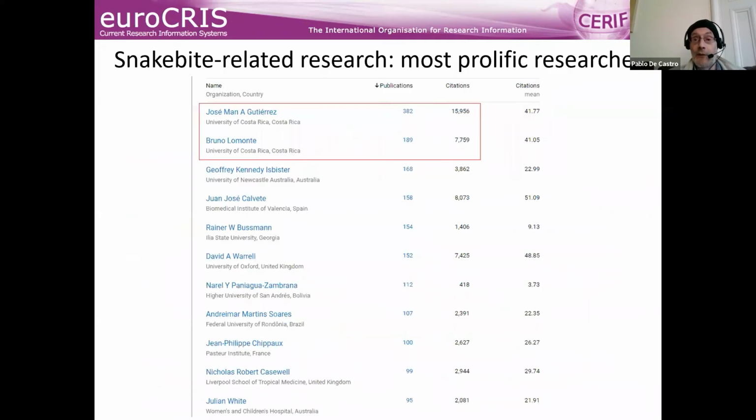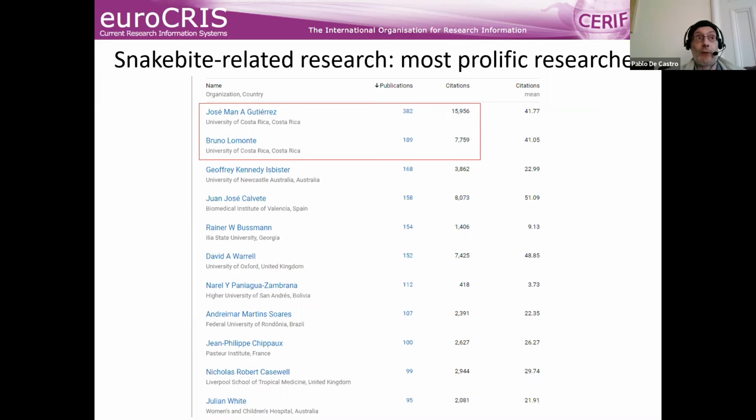This is the information that Dimensions is collecting. Another interesting piece of information is the most prolific researchers in these research fields. You have a list of the 11 most prolific researchers in the area of snake bites. Interestingly, the first two are based at the same institution, the University of Costa Rica in Central America. Again, a tropical country. This is a particularly interesting open science area to look into because it's a neglected tropical disease.